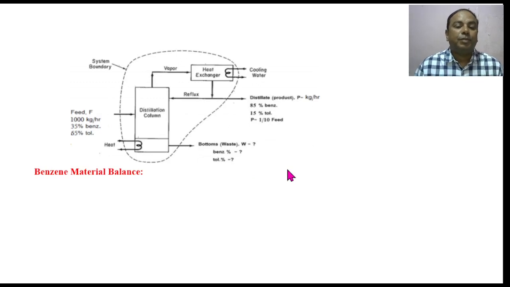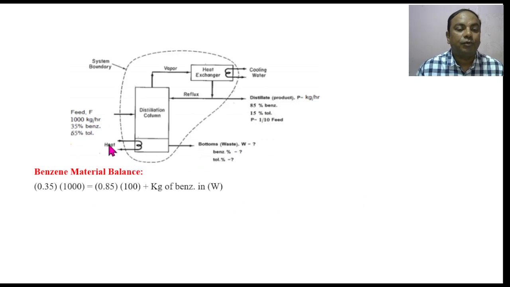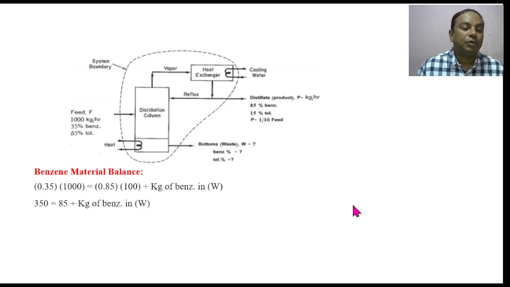Now we will perform material balance on each of the individual constituents that make the mixture. First of all we will do the benzene material balance. When we perform the benzene material balance, we have to consider both input as well as output. So how much benzene is present in the total quantity that enters into the distillation column? This is that quantity.